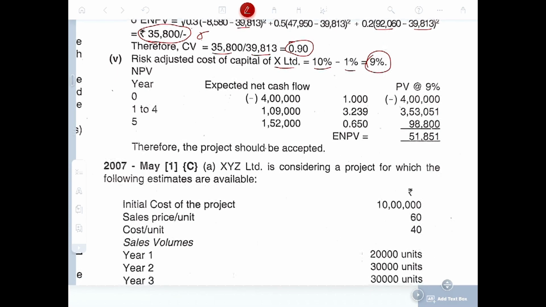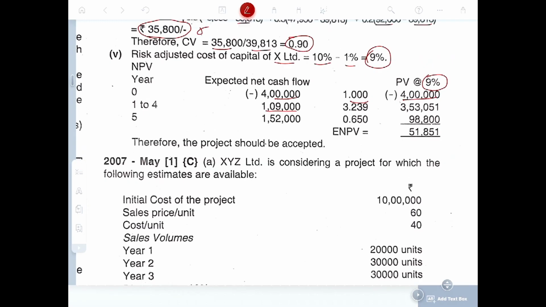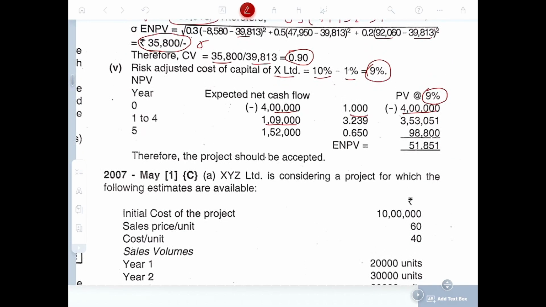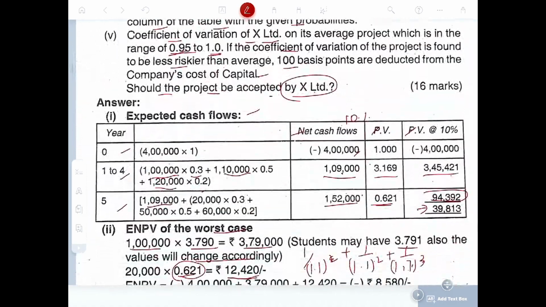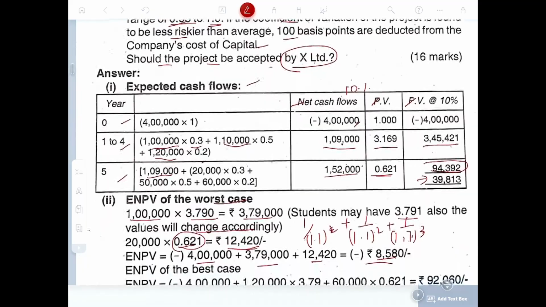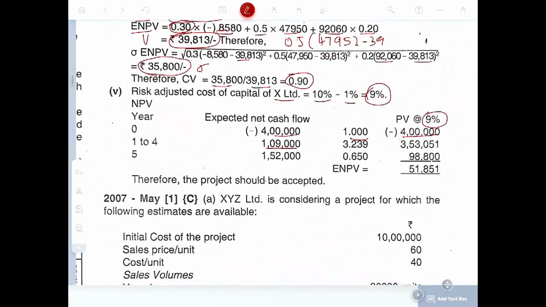In the year of expected cash flow minus 4 lakhs, 1 lakh, the present value becomes 9%. 9% on 4 lakhs, 109. How do you put 109 in that 10% probability? This is 109. We are taking from this 109. Out of this, we are putting the 9% probability outcome.